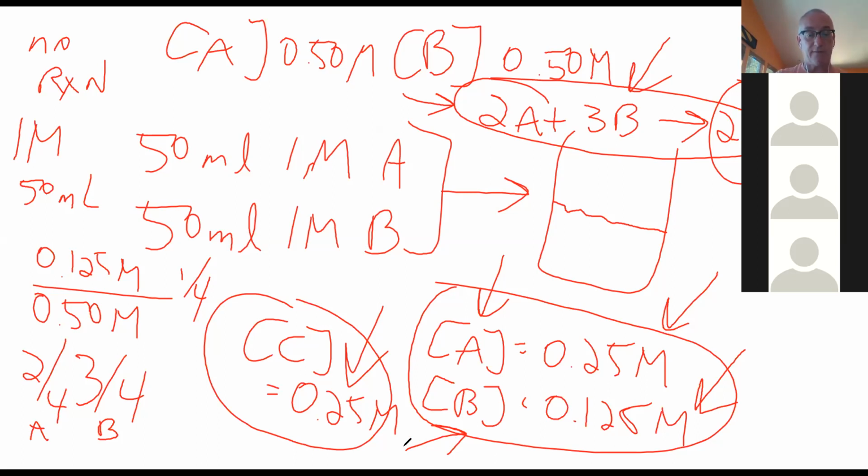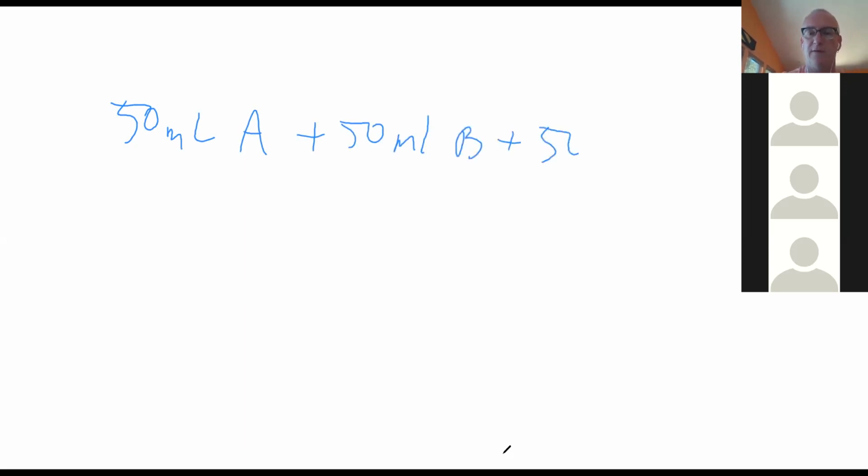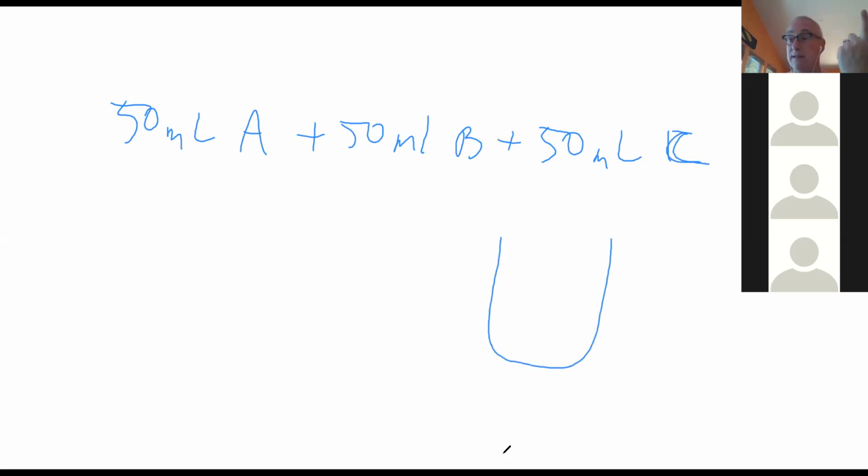So let's look at another potentiality. Let's say you add 50 mils of 1 molar A and 50 mils of 1 molar B and 50 mils of 1 molar C. You put that in there and you look at the concentration. So what would you expect the final concentration to be? If nothing happened, again, no reaction, what are my concentrations of A, B, and C going to be?